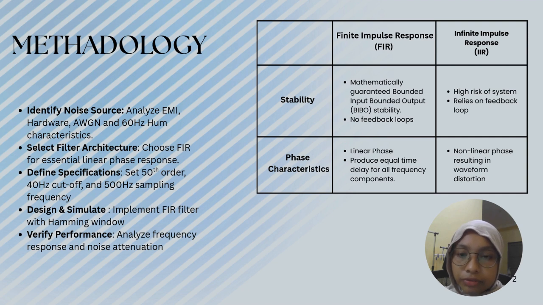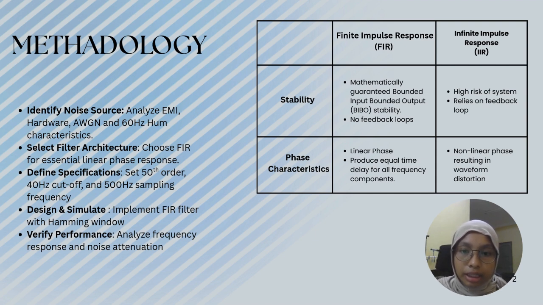First, we identify the noise source. So we analyze the electromagnetic interference, and the second is the hardware imperfection. And the third is the random muscle noise, AWGN, and the 60 Hz hum characteristic of the power line. And then the second step is to select the filter architecture.